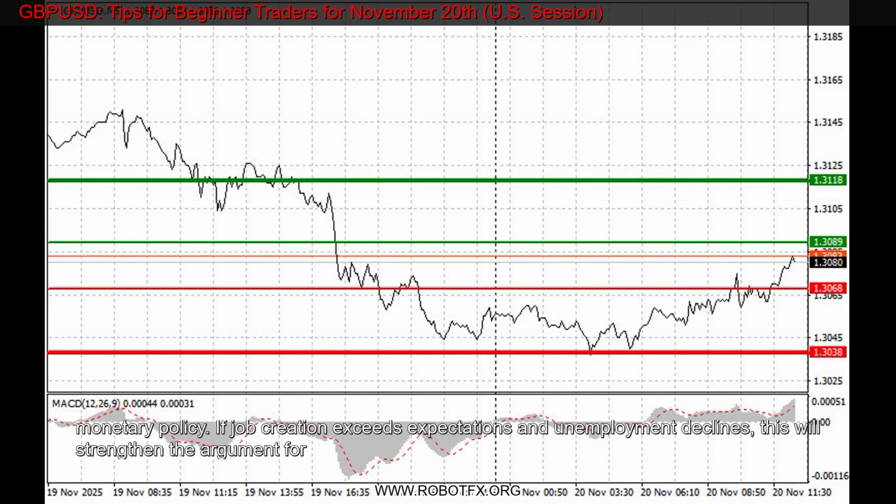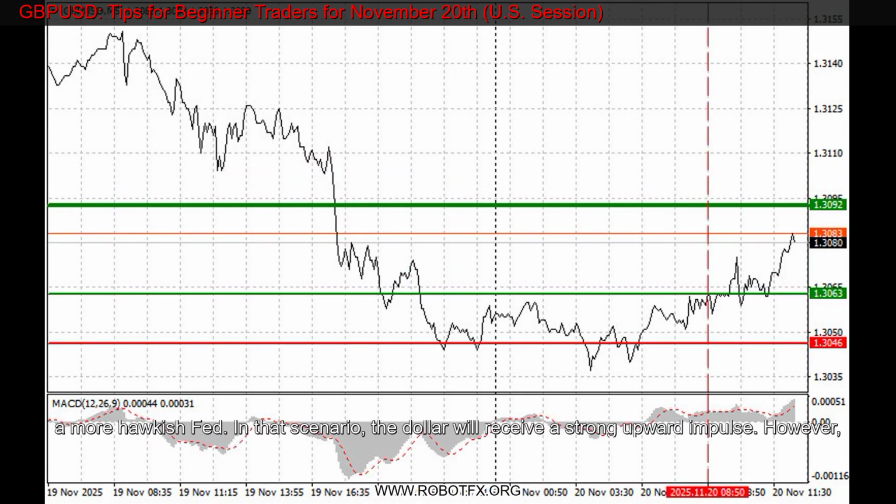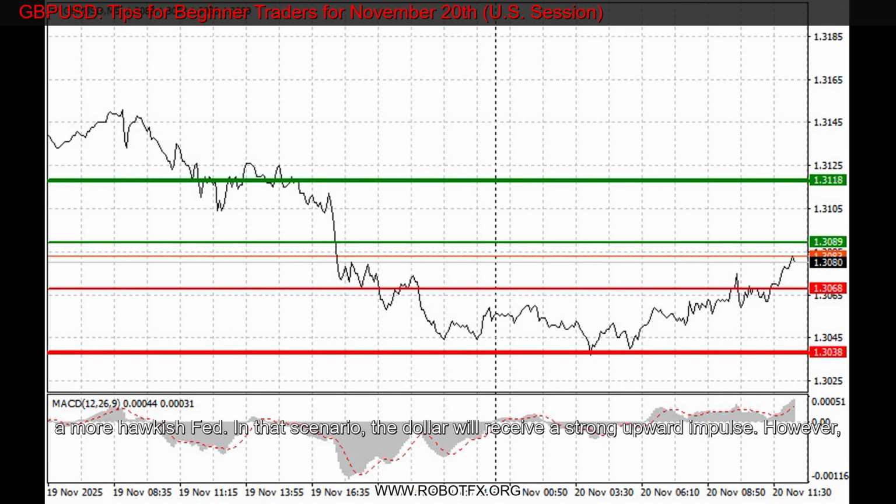However, one should not forget that the market is always capable of surprise, especially after the largest shutdown in US history. If the data disappoints, for example, if job numbers fall far below forecasts or unemployment rises, the dollar may weaken sharply. As for the intraday strategy, I will rely primarily on scenarios no. 1 and no. 2.